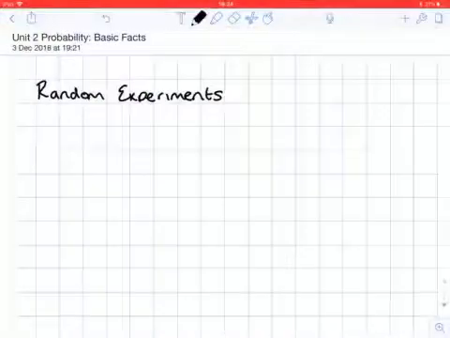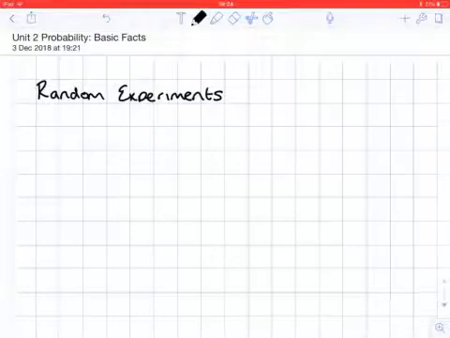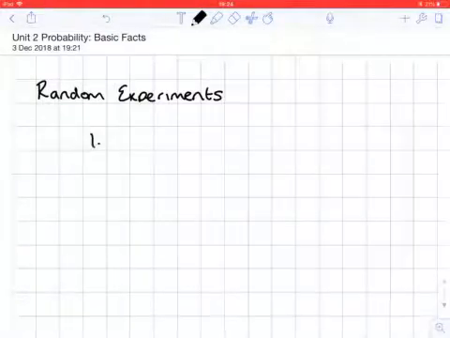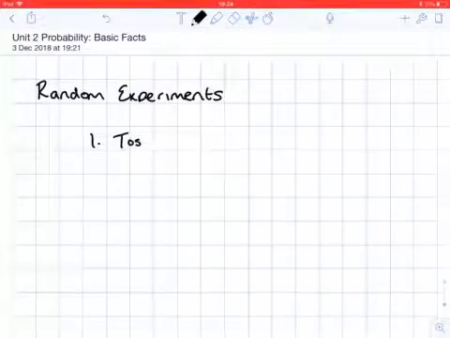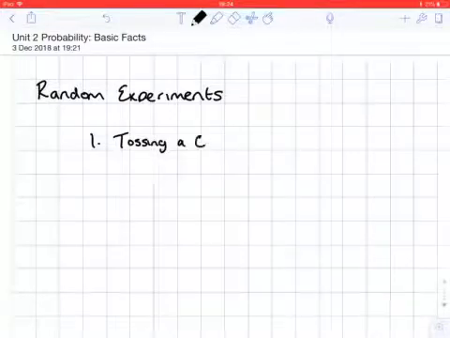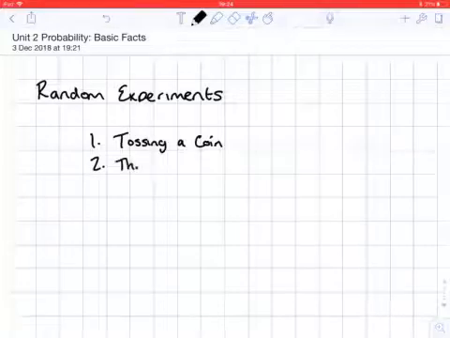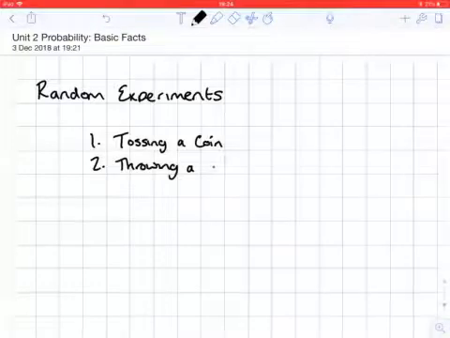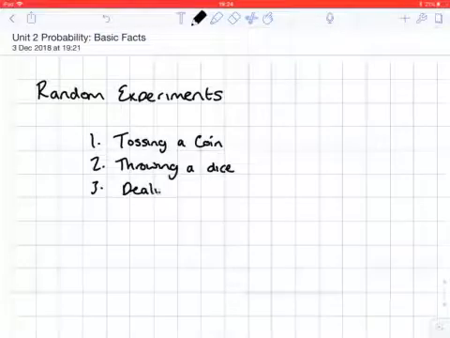So a random experiment is a course of action whose outcome is not predictable and is such that repeated trials of the action may give different outcomes. So to give you some examples of a random experiment, one might be tossing a coin. So obviously we wouldn't know what the outcome was if the coin was fair. Two, throwing a dice or rolling a dice, whichever one you want to say. So throwing a dice. Or dealing two cards from a deck of cards.